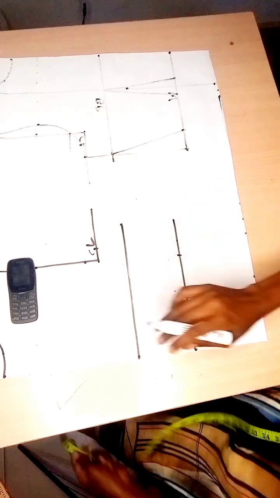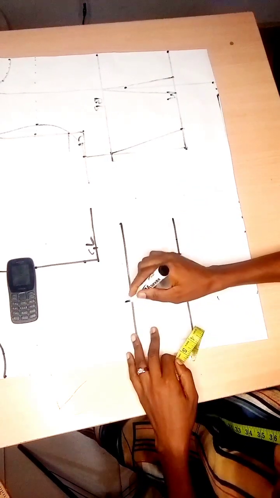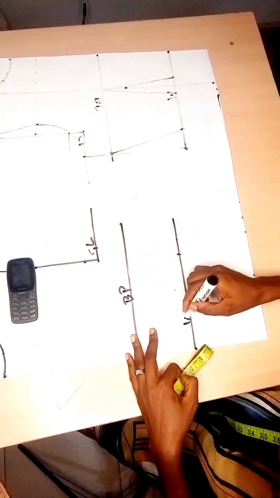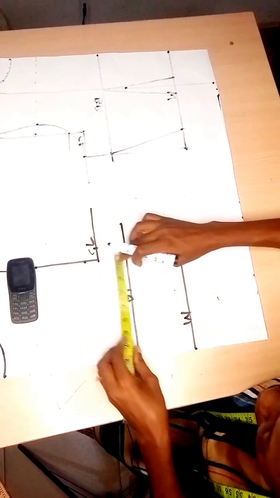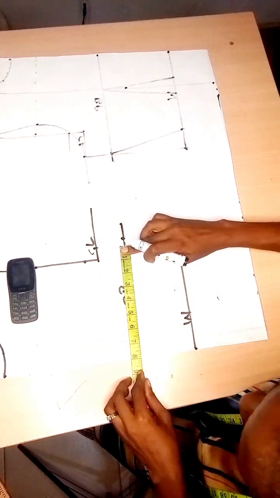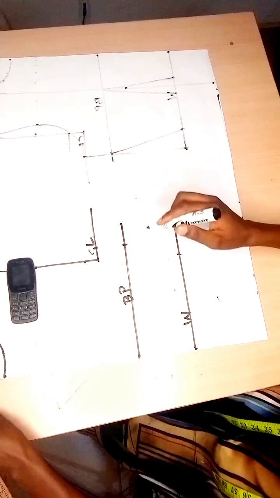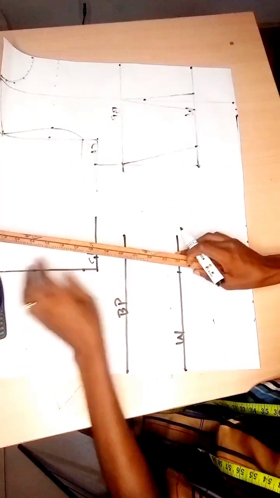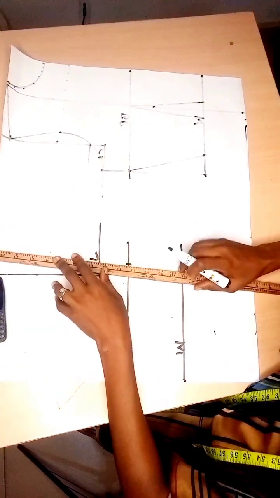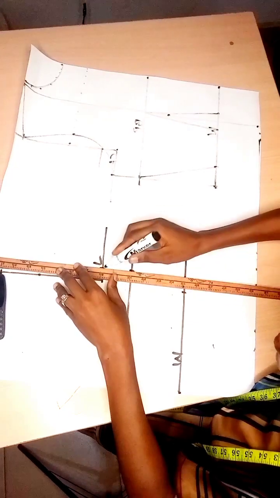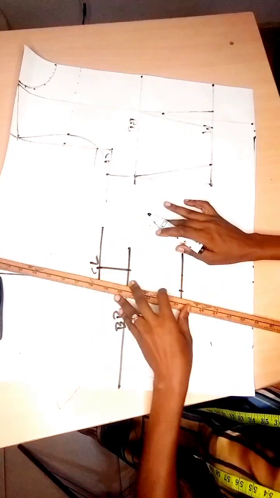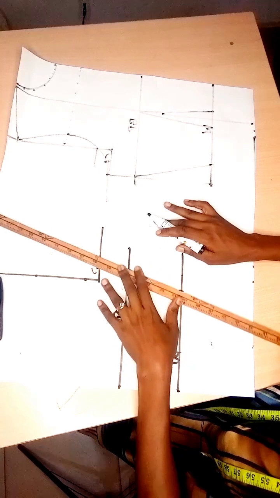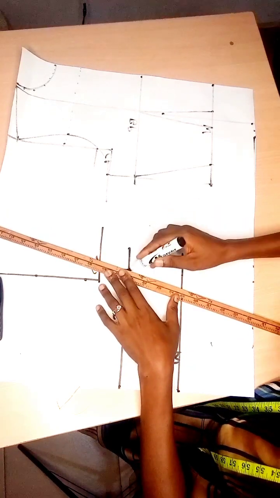So we are going to connect. I told us this bust point line, this waist, whatever you have here, you repeat it here. We have 8 inches here. So we have our straight line. You know our line is not always straight, and you know the reason why.